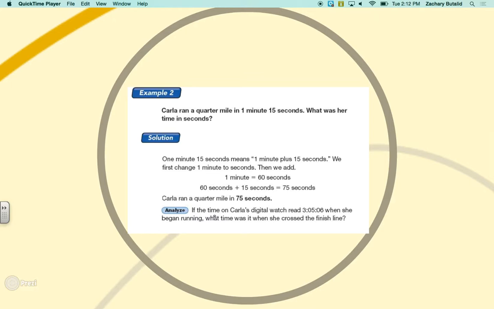Now if the time on Carla's digital watch read 3 minutes, 5 seconds, and 6 hundredths, when she began running, what time is it when she crossed the line? Okay, so if you guys can get this, I'll give you an extra dojo point. Maybe Mrs. Cooley will give you an extra $1. So try to figure out if it started at 3 minutes 5 seconds, what time was it when she crossed the finish line?